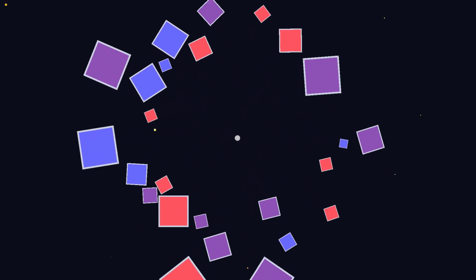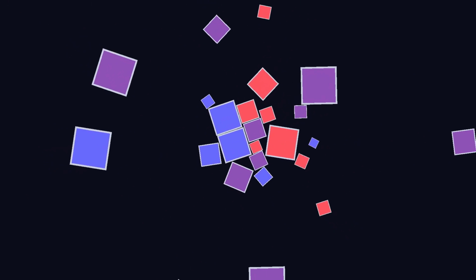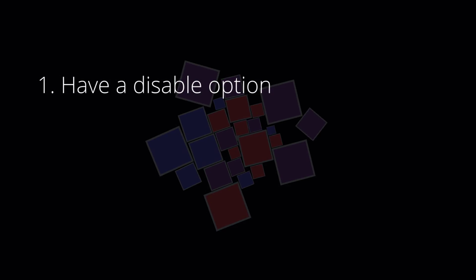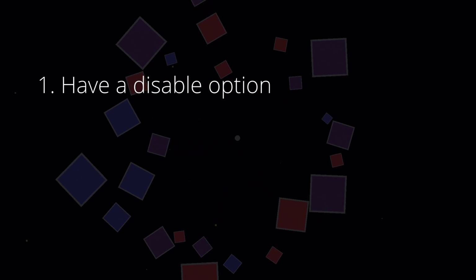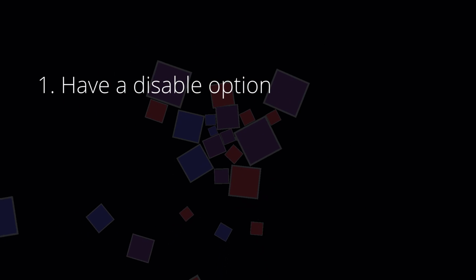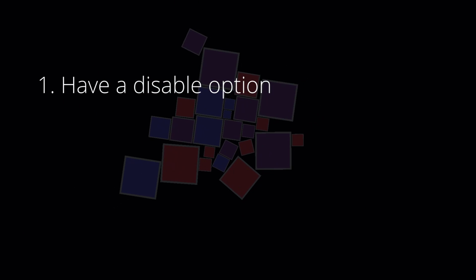To conclude, I want to give some general advice for working with camera shake. First of all, have an option to disable it. Camera shake makes some people dizzy and some people just hate it. You can even add a slider for more options.